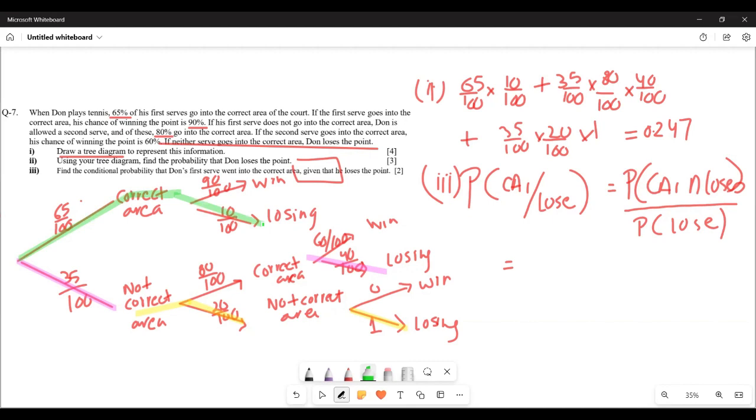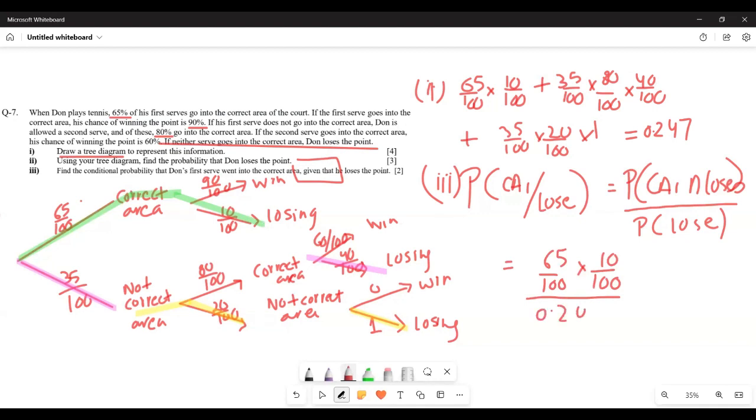Multiply these fractions, 65 by 100 times 10 by 100, और डिनोमिनेटर में probability of losing, हमने already part 2 में निकाल दिया. So it's going to be 65 by 100 times 10 by 100, probability of correct area and probability that it loses is this, and then probability of losing has already been found in the previous part, 0.247.